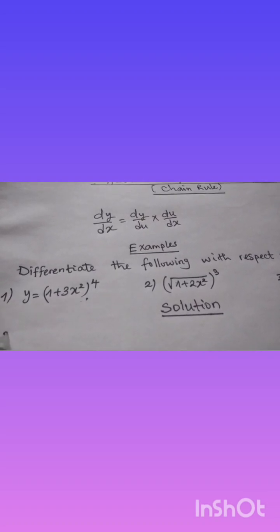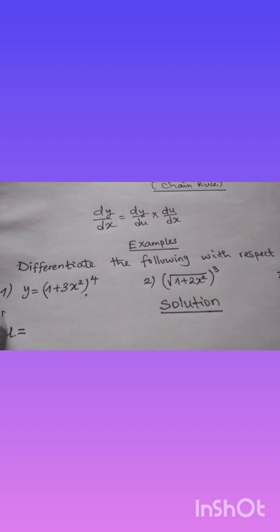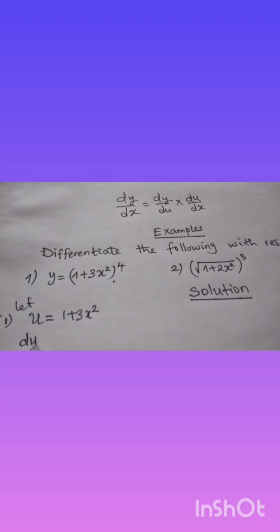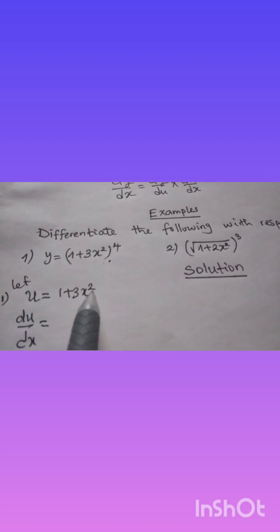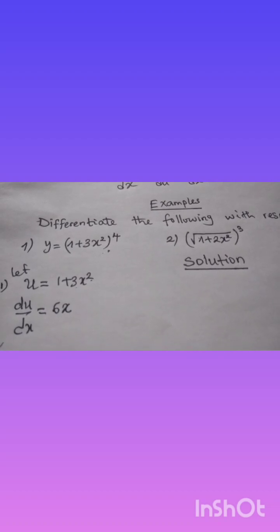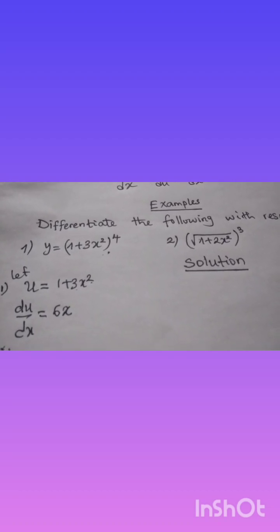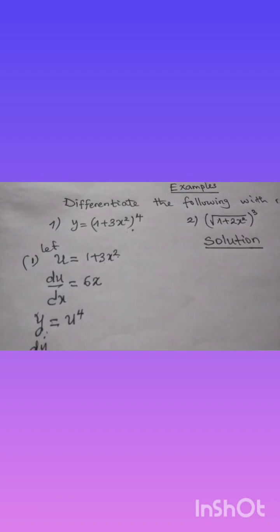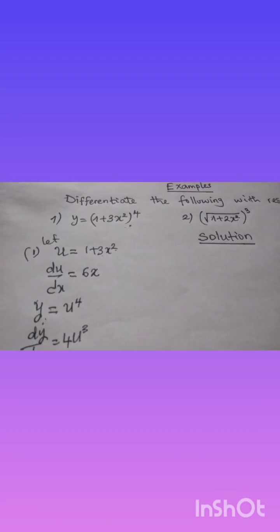If you are to differentiate this using chain rule, you let u be 1 plus 3x squared. du/dx will be, differentiate 1 gives 0, differentiate this, 2 times 3, 6, and you reduce the power by 1, gives us 6x. And y will be, if u is 1 plus 3x squared, y will be u to the power 4. dy/du will be 4u, because you are differentiating now with respect to u, 4u to the power 3. That's 4 minus 1, which is 3.